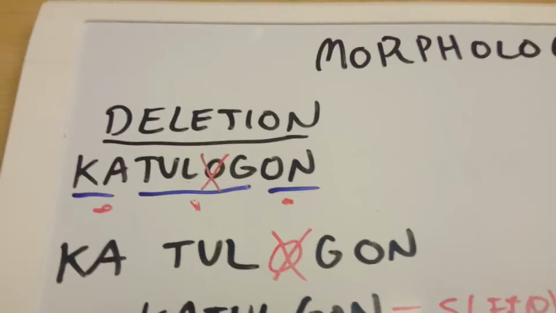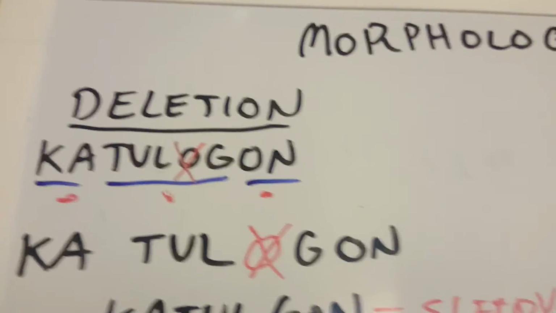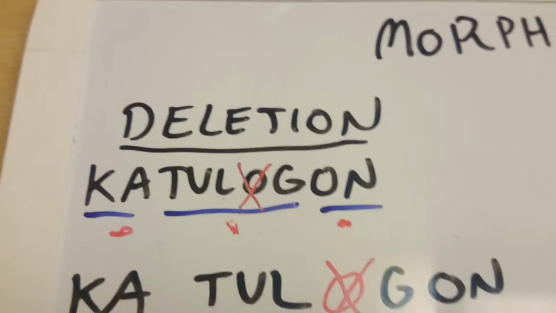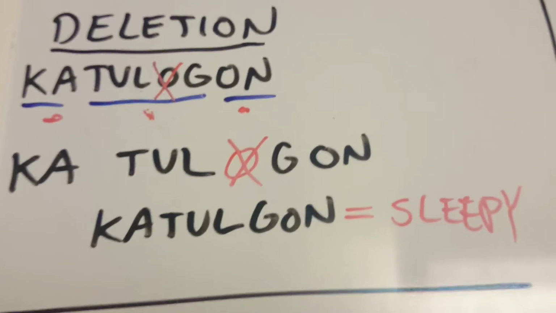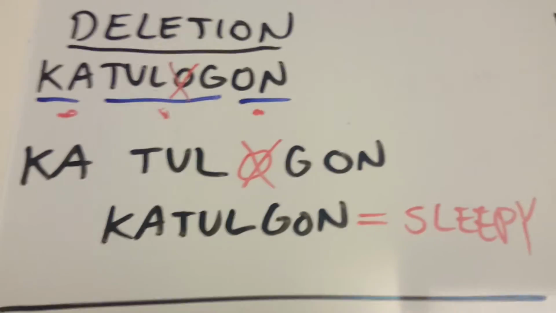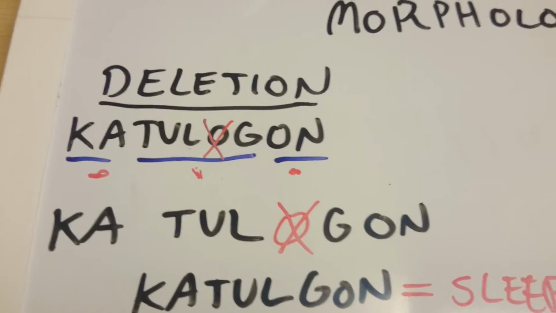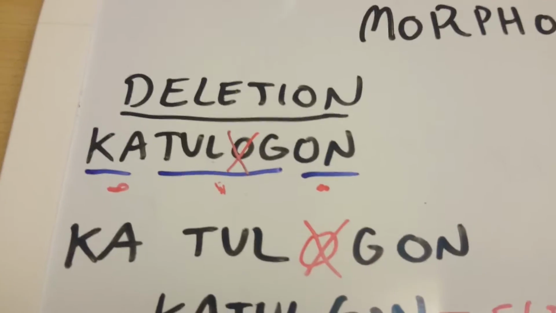And it's our adjective. Remember, it's coming from the root word tulog, which means sleep, katulgon, which means sleepy. The only thing that was deleted was the phoneme O.